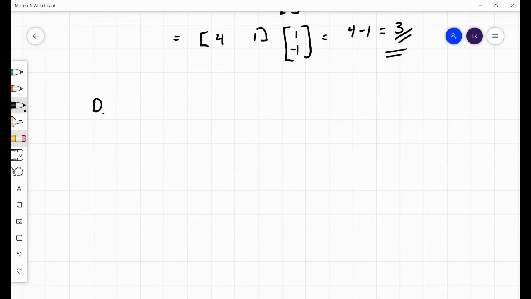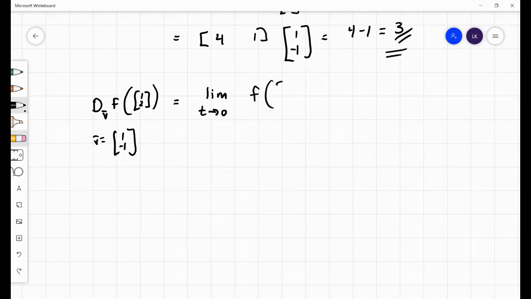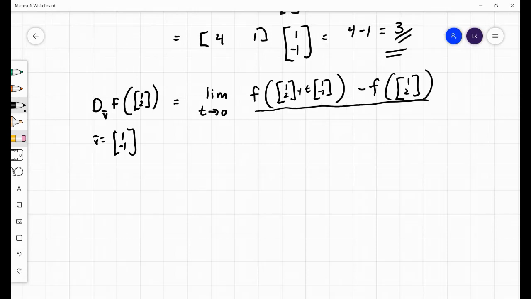So the directional derivative of f at the point 1, 2 in the direction of vector v, which was the vector 1, -1, is the limit as t goes to 0. Here we evaluate the function at the point 1, 2 plus a little perturbation in the direction of vector v, minus what the function is at the point 1, 2. That gives you the change in the value of the function between two points. And then we divide by t.